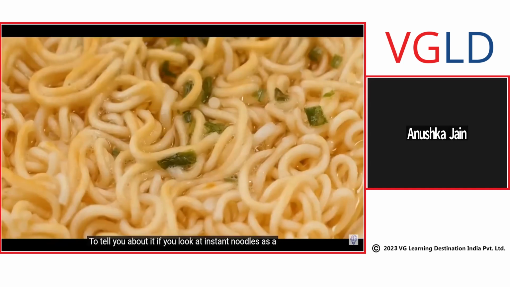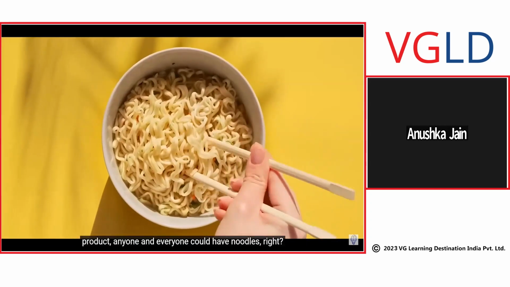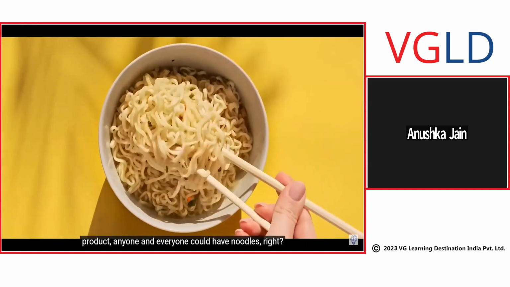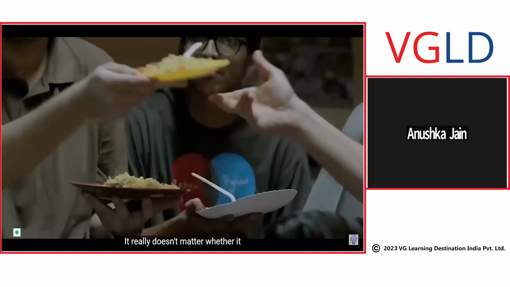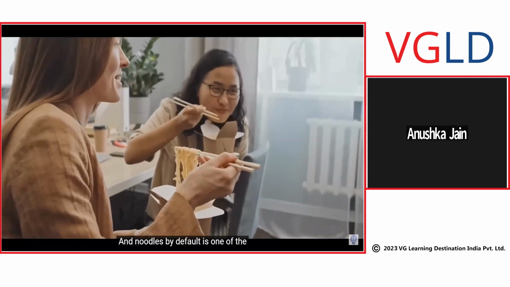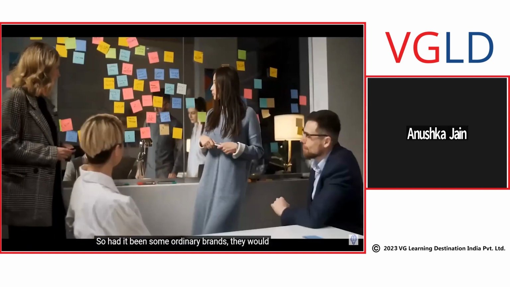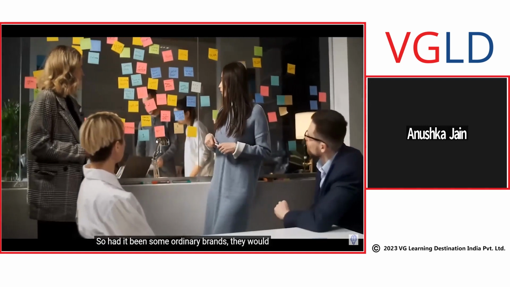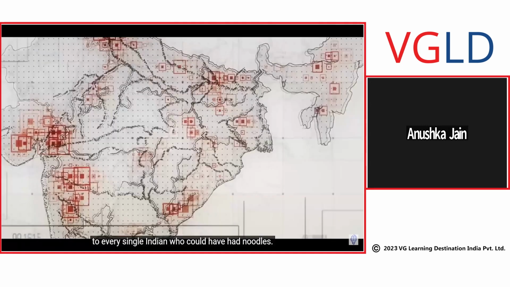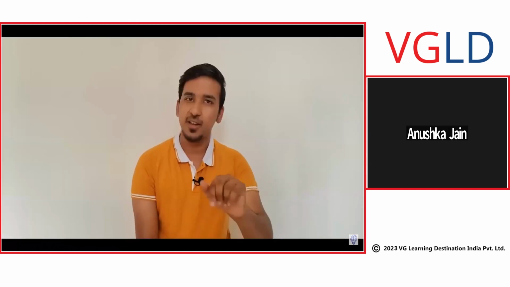To tell you about it, if you look at instant noodles as a product, anyone and everyone could have noodles, right? It really doesn't matter whether it is a school kid or a 40-year-old man. And noodles by default is one of the most generic dishes in the market. So had it been some ordinary brand, they would have tried to capture the entire 740 million Indian customer base, and they would have tried to sell to every single Indian who could have had noodles. And on the outside, it does seem like an obvious choice, right?